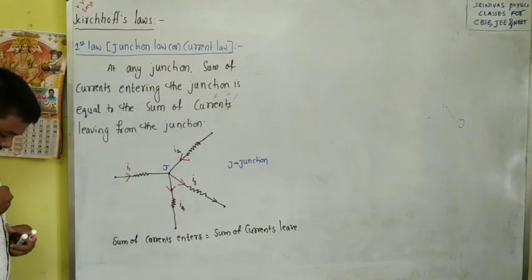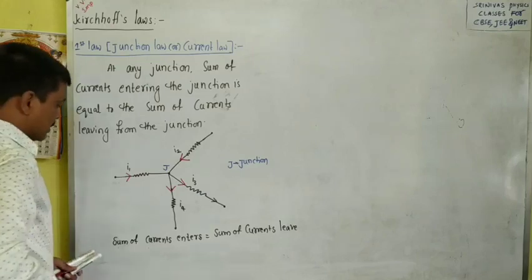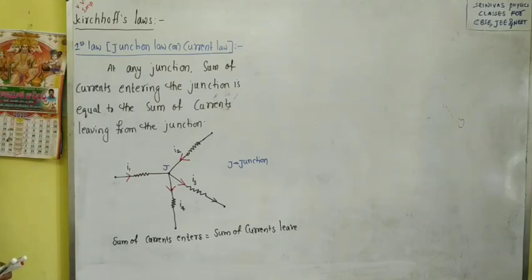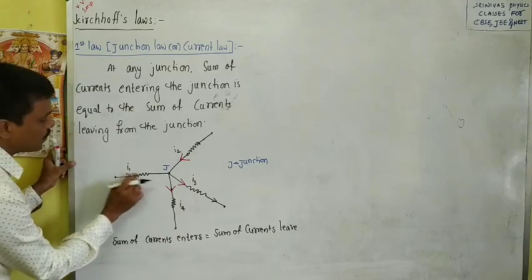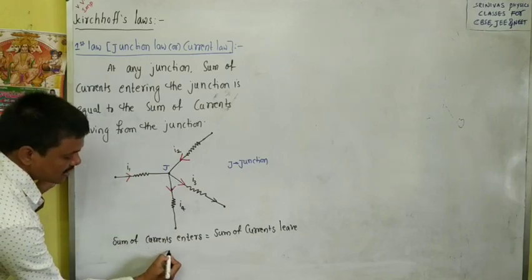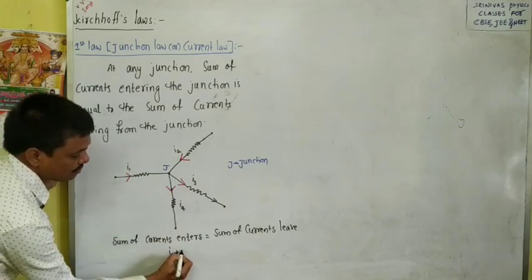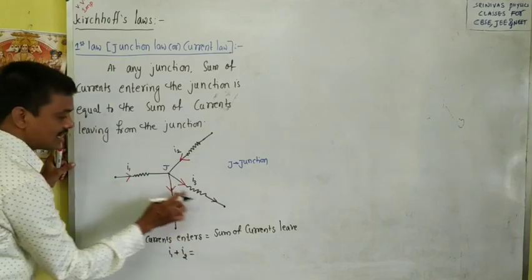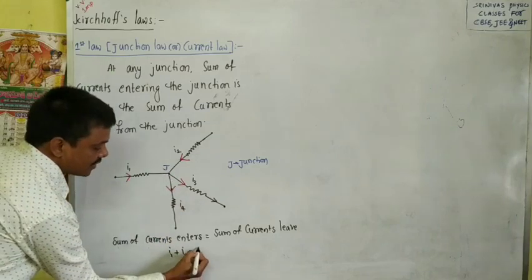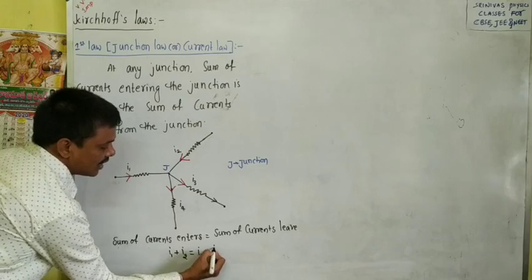Look here. What currents enter towards the junction? From the figure you can tell, it is very simple. I1 and I2 are entering, so the sum of currents entering is I1 plus I2. The sum of currents leaving the junction: I3 is leaving and I4 is leaving, so we write I3 plus I4.